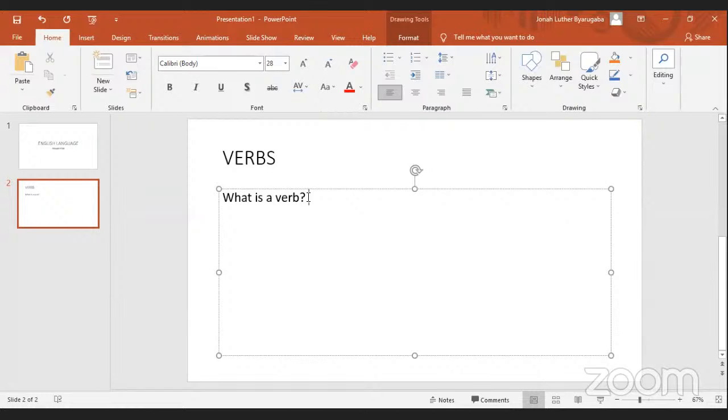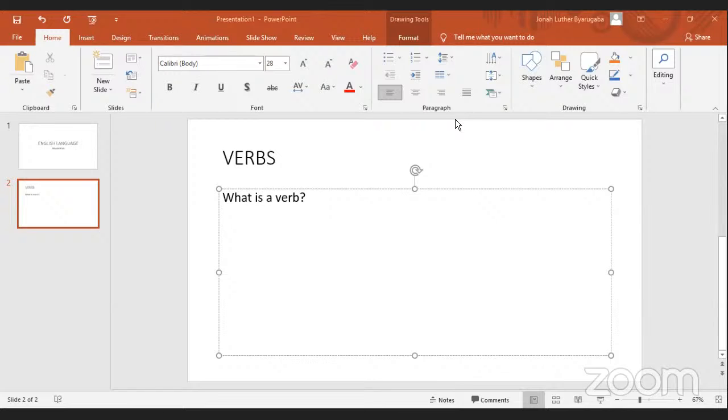So I want to pose a question: what is a verb? Then I will pick answers from the chat. Yes, what is a verb? You raise your hand and we select you to give the answer. I'm going to allow Charlotte to give us her answer. We are discussing. Yes, Charlotte. Then Nasha will also give us what she thinks.